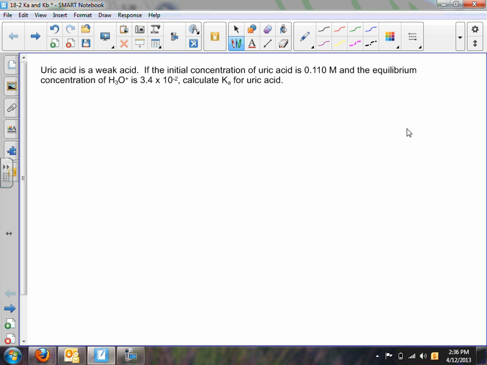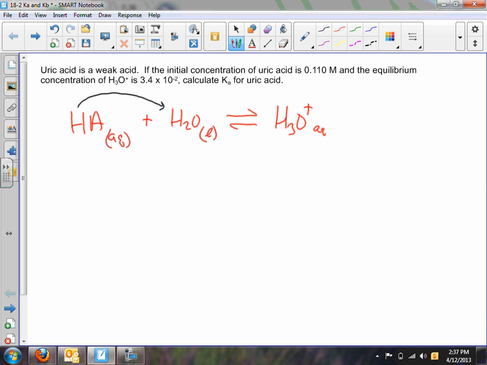Well, I don't know the formula for uric acid, so I'm just going to go HA for some generic or general weak acid. And in order for it to be an acid, it needs to be stuck in water, because once you put it in water, then it will dissociate into ions. Acids, we know, donate protons. So if this H plus is donated, the H2O becomes H3O plus aqueous, and we're left over with an A minus ion.